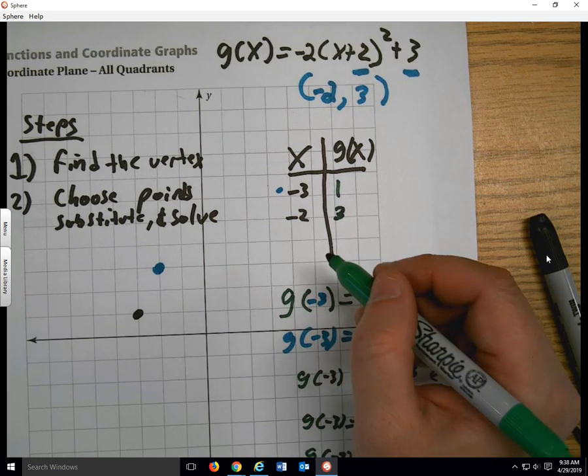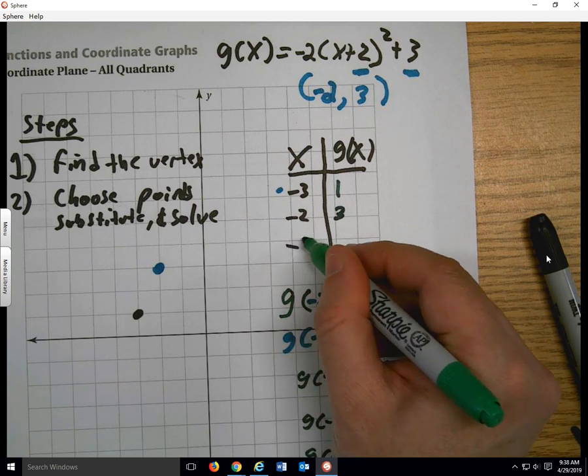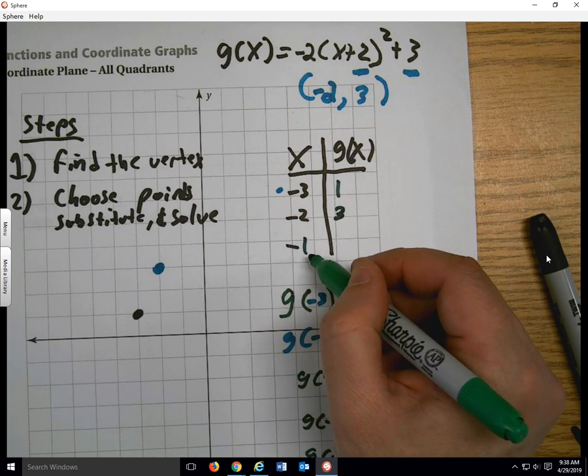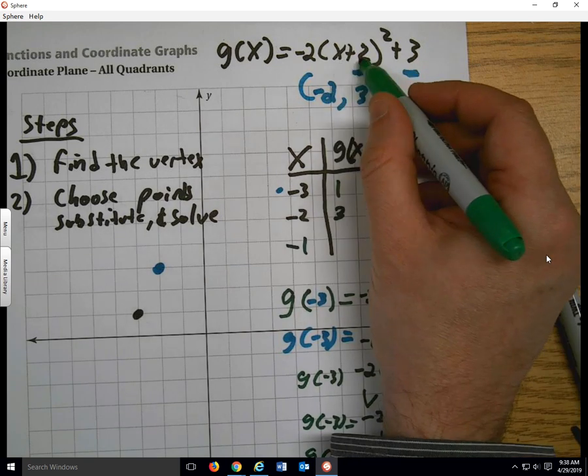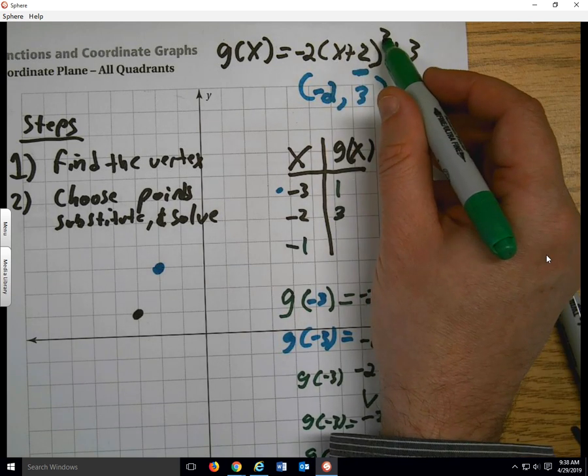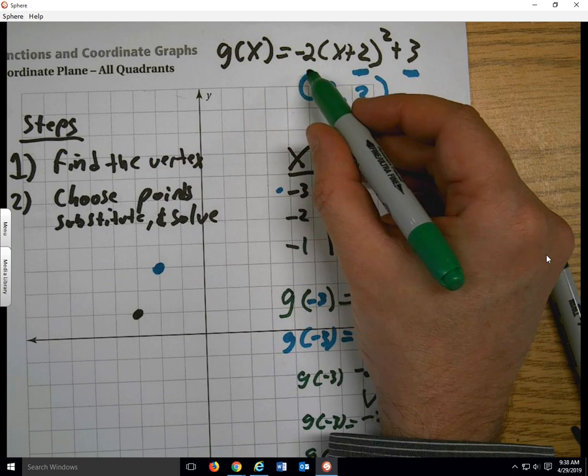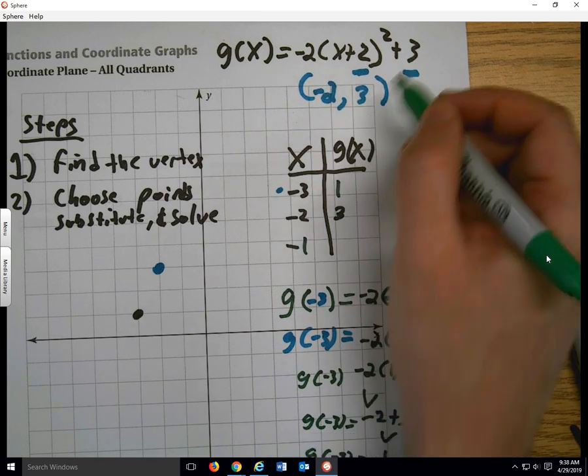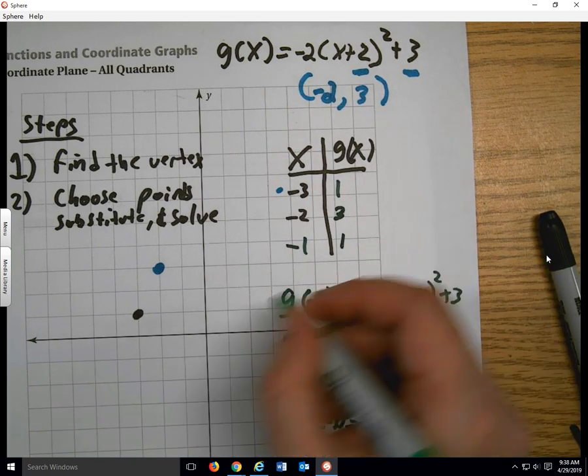Okay, let me choose another one. Let me choose -1. If x is -1, so -1 plus 2 would be 1. 1 squared would be 1. 1 times -2 would be -2. -2 plus 3 would be 1.